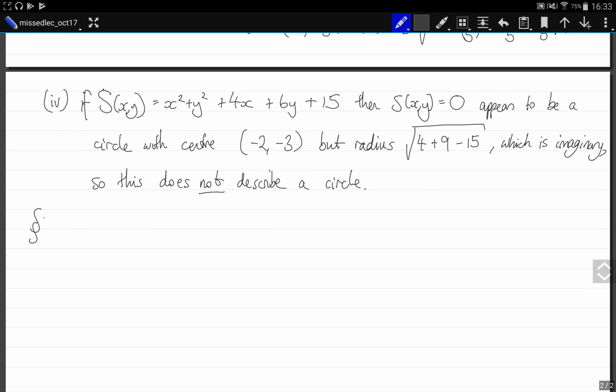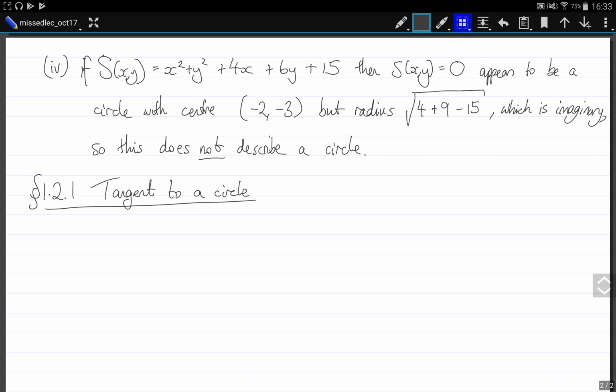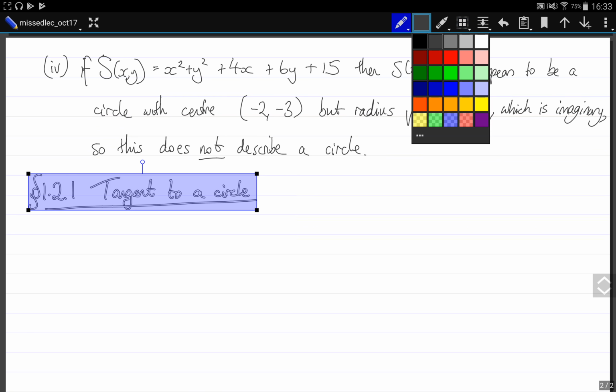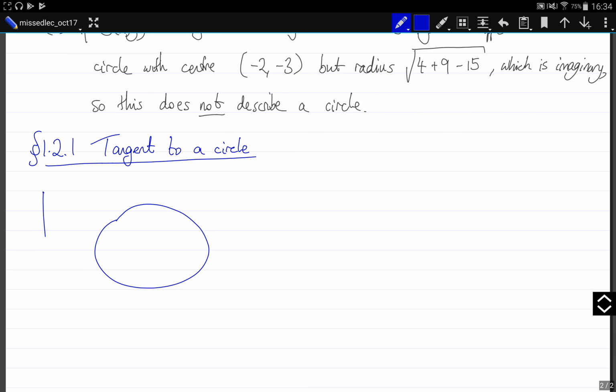So now we're going to use this form of the equation to write down the equation of the tangent to a circle. And so the idea is the following. There's a circle relative to some axes labelled by x and y. The circle has a centre, let's call it Q.